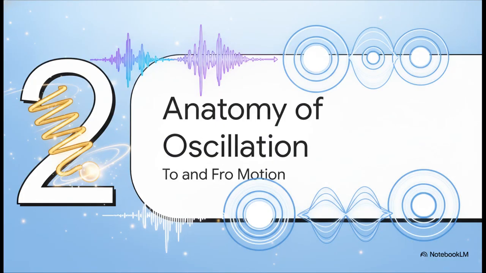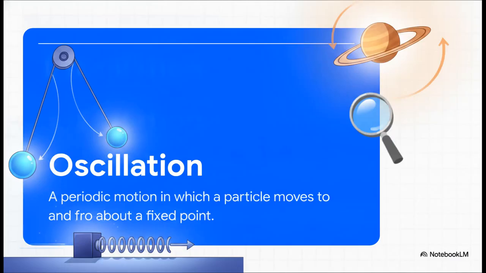Moving right along to section 2, anatomy of an oscillation. Let's zoom in a bit on that to and fro movement. Now, an oscillation isn't just any old repeating pattern. It's a very specific subset of periodic motion with a strict, non-negotiable requirement. A particle must move to and fro about a fixed point. It's that back and forth wobbling behavior around a stable anchor that sets it apart from something like, say, a planet orbiting the sun in a single continuous direction.